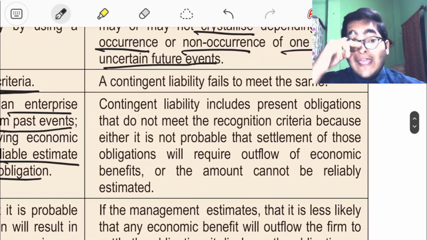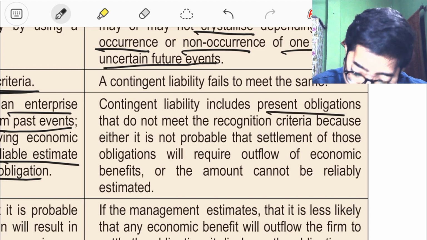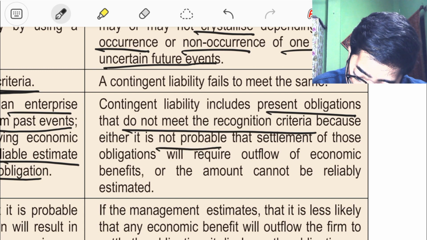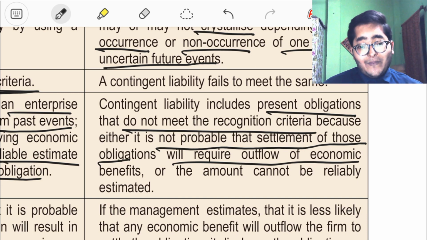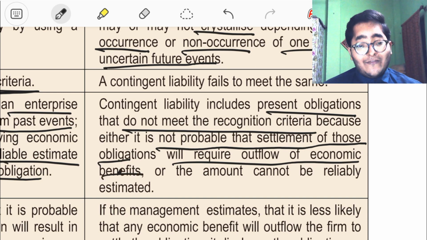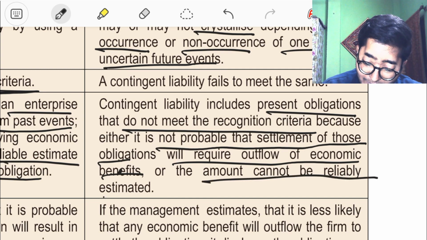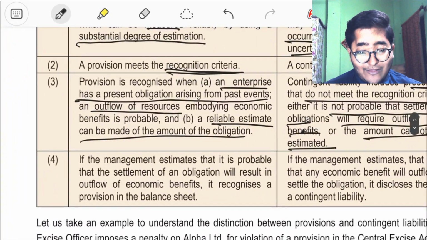Let us study. Contingent liability includes present obligations that do not meet the recognition criteria because either it is not probable that the settlement of those obligations will require outflow of economic benefits, the outflow of economic benefits is not certain, or the amount of the outflow cannot be reliably estimated. We have already studied this. I hope you remember.